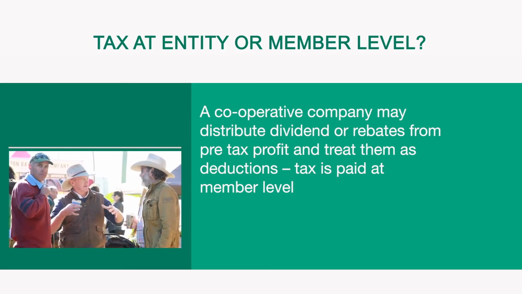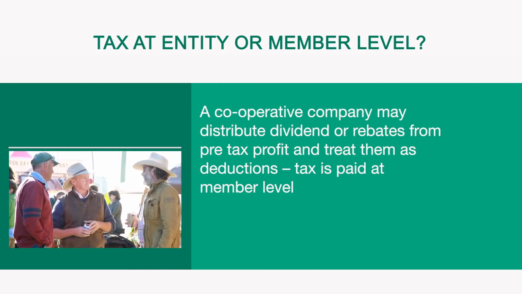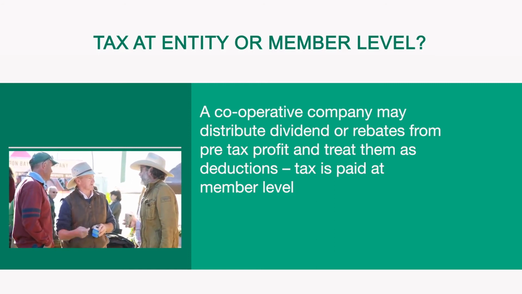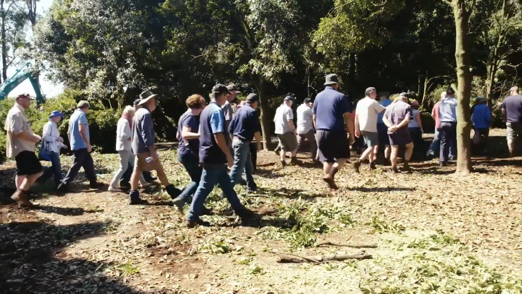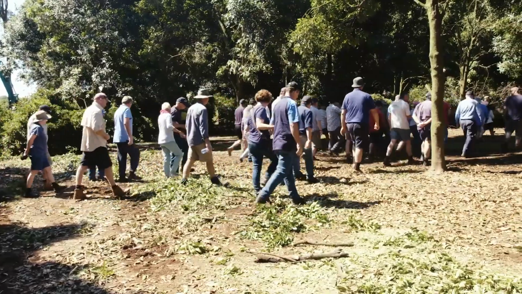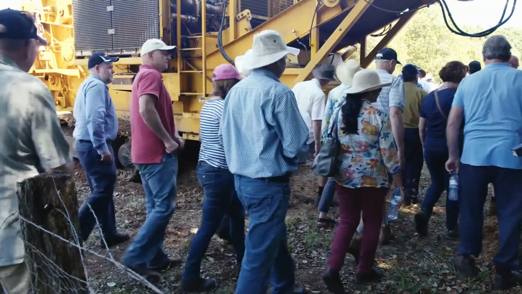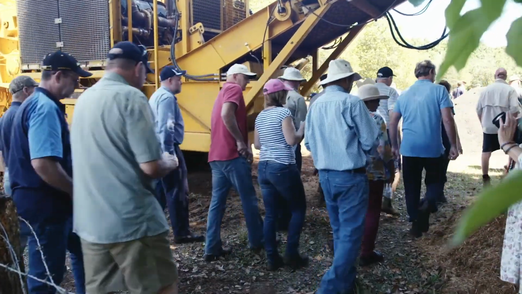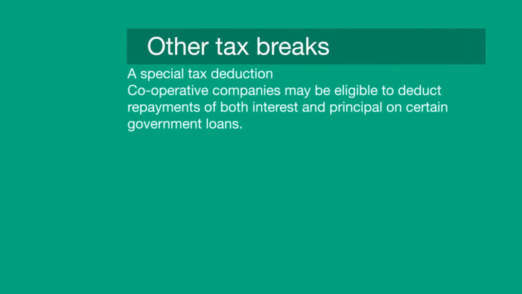This shift of the tax burden to members is an effective tax reduction method for the cooperative company, but it is not necessarily problematic for members, because each member will have different tax rates and status. Some members will prefer the larger rebates or dividends from these pre-tax profit distributions. There is more for cooperative companies.